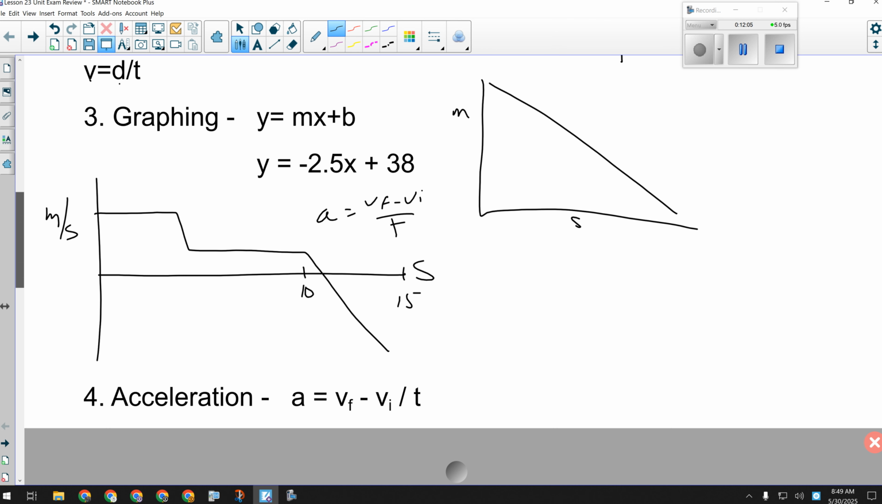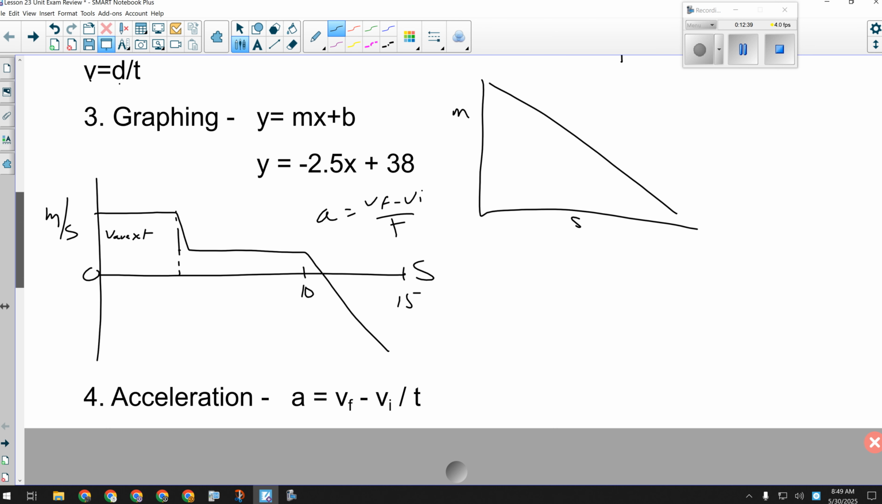What if I asked you to calculate the displacement between 0 and 10 seconds? Then what would you do? Draw the shapes. Okay, you have to use average velocity times time, right? For this first little bit here, that object is traveling at a constant velocity, so I can just go average velocity times time. That's base times height.